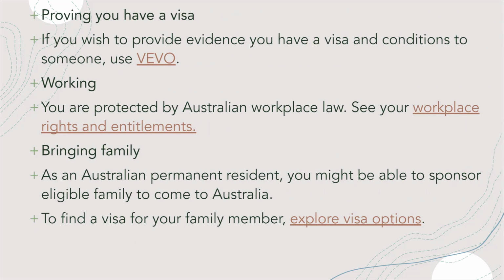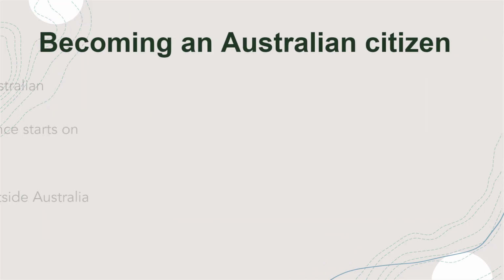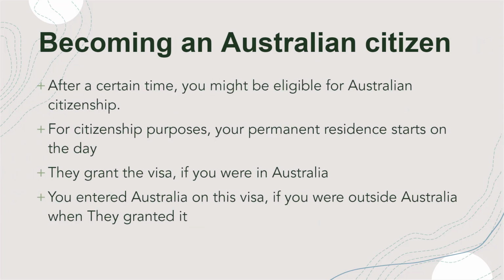If you wish to provide evidence you have a visa and conditions to someone, use VEVO. Bringing family: as an Australian permanent resident, you might be able to sponsor eligible family to come to Australia. To find a visa for your family member, explore visa options. Becoming an Australian citizen. After a certain time, you might be eligible for Australian citizenship. For citizenship purposes, your permanent residence starts on the day they grant the visa if you were in Australia, or the day you entered Australia on this visa if you were outside Australia when they granted it.